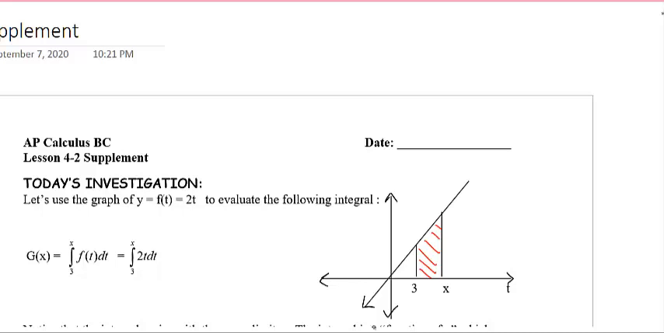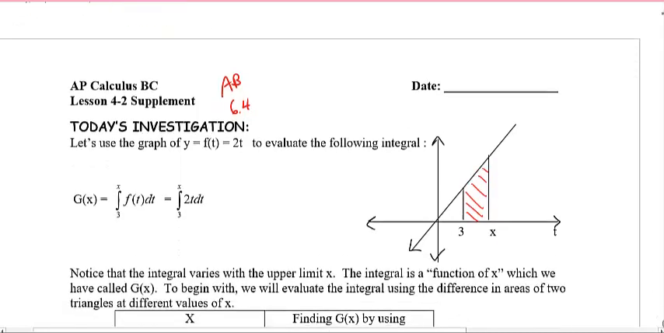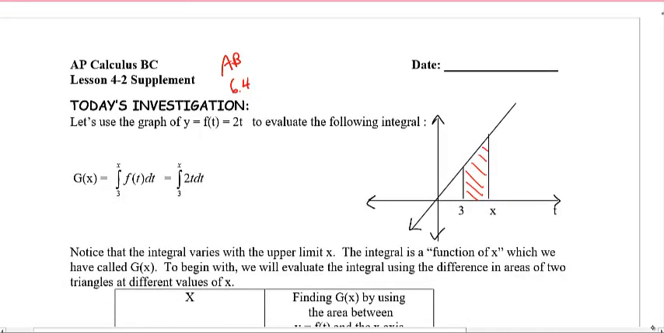Alright, this is the lesson 4.2 supplement for those of you in the BC class. Those of you in the AB class, this is a continuation of actually the 6.4 supplement. This is investigation number 2 for you. So let's use this graph again, y equals 2t. That's this line. I drew it out for you this time. And I want you to evaluate this integral.